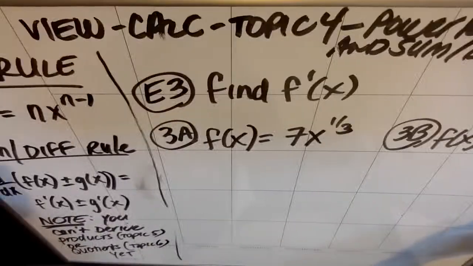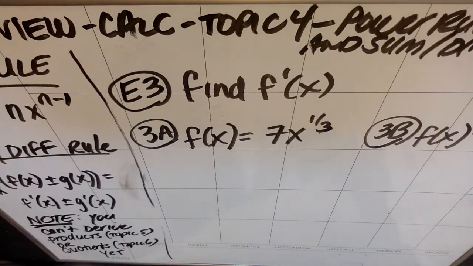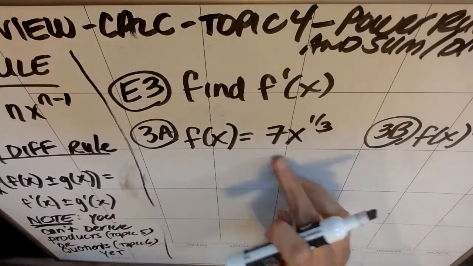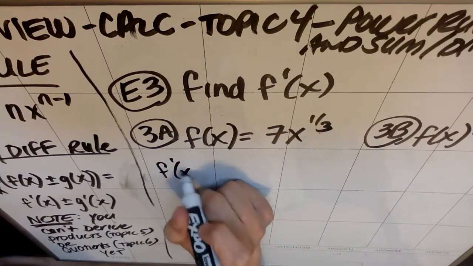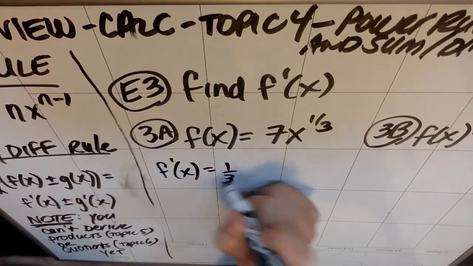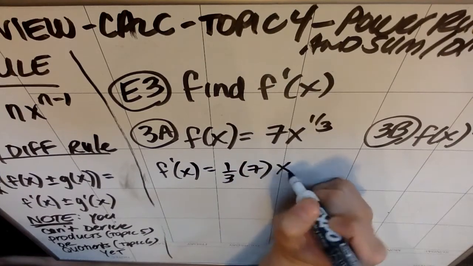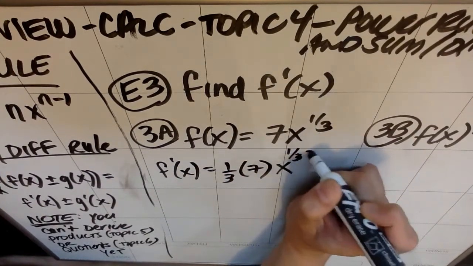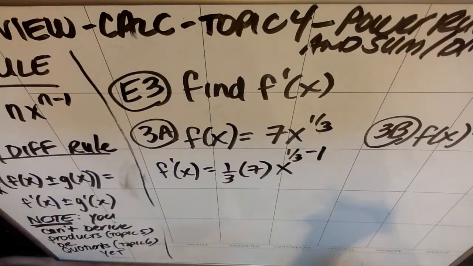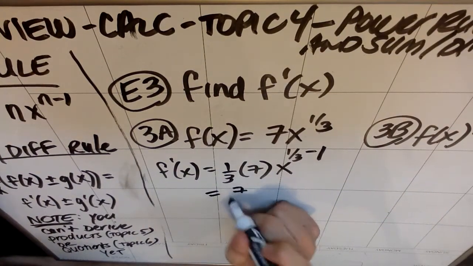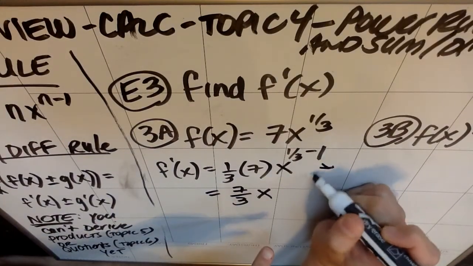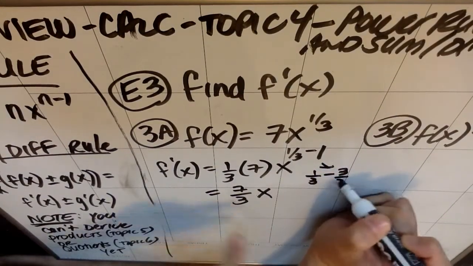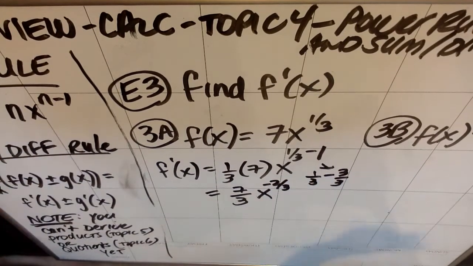All right, let's start with 3a. So 7x to the 1/3. Again, that's a 7 times an x to a power. I can use the power rule. So my f prime of x, I'm going to drop the 1/3 down in front, so it'll be 1/3 times the 7, x to the, and then my power becomes 1/3 minus 1. If you can do that in your head, awesome. If you can't, that's also fine. So I have 7/3 x to the, this is going to end up being 1/3 minus 3/3. So it'll be a negative 2/3, right?